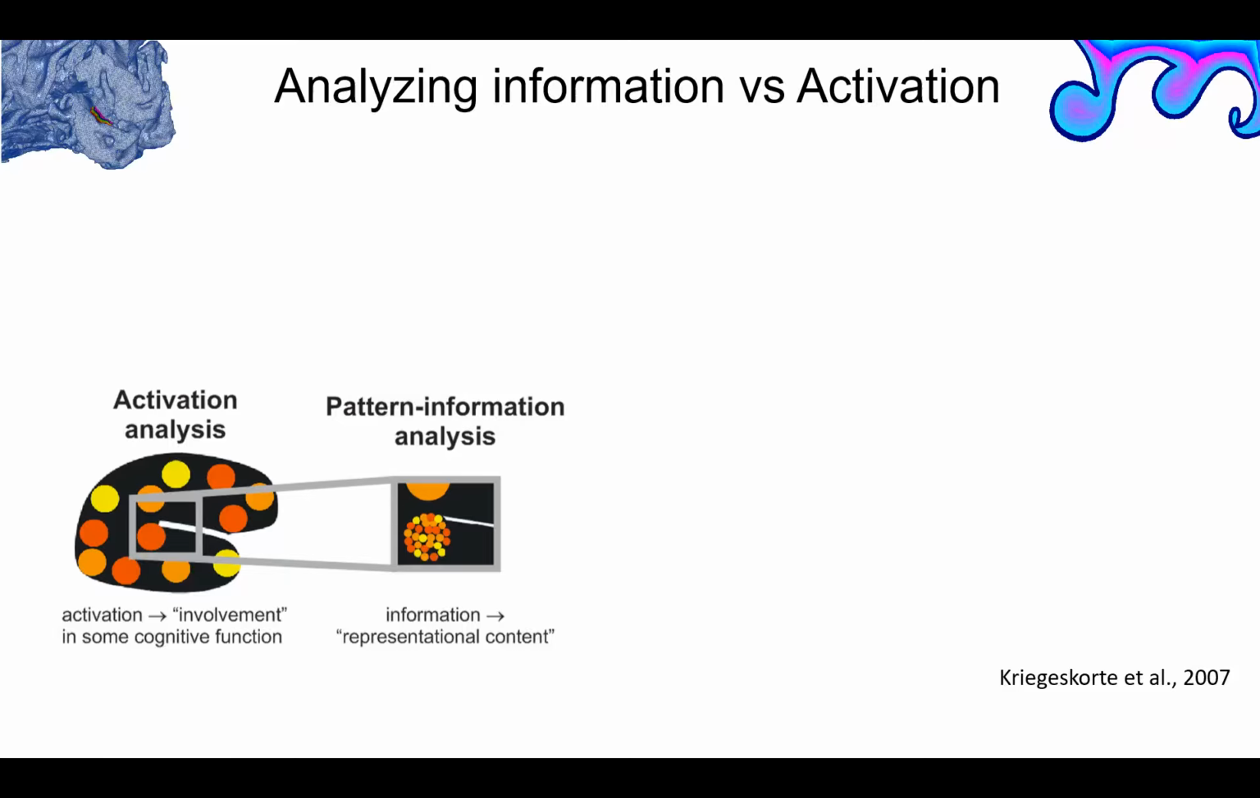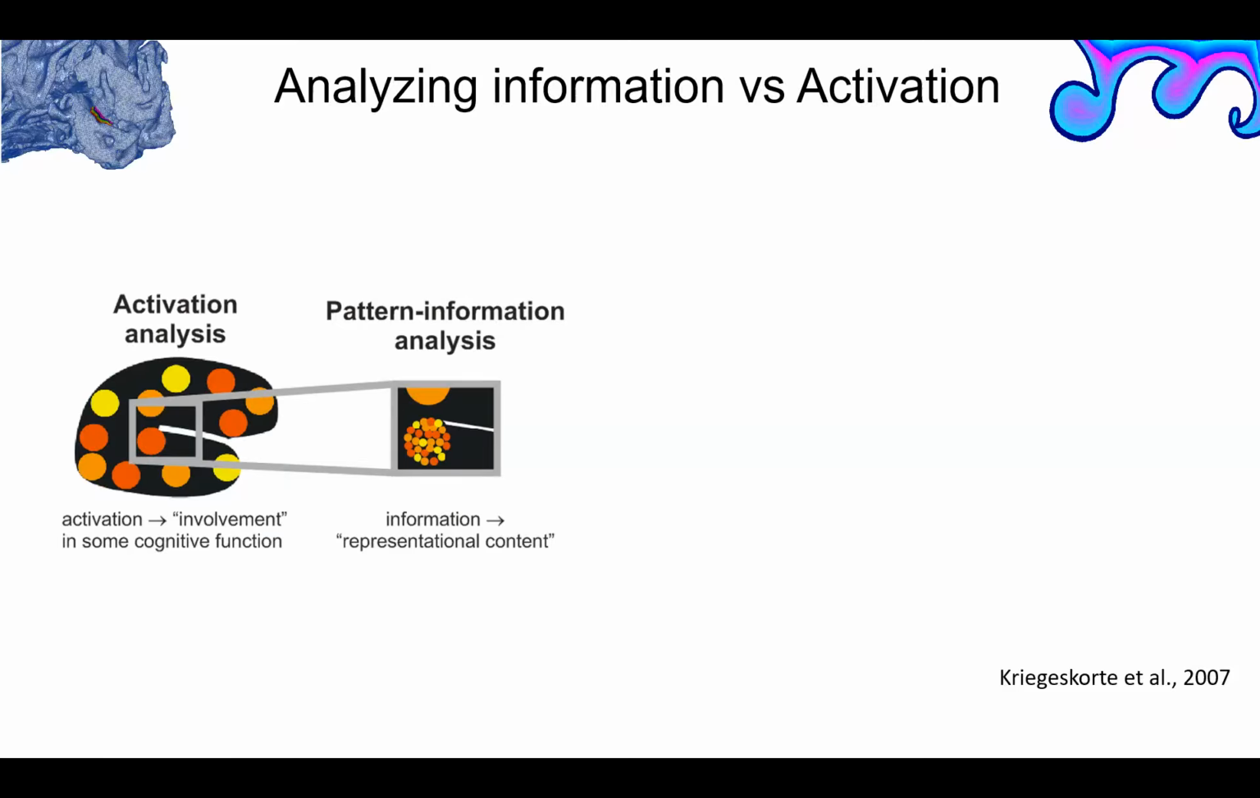From then, there's been a lot of interest in multivariate analyses. And there's this really nice paper that I like from Nikolaus Kriegeskorte 2007, where he talks about analyzing information versus analyzing activation in fMRI. When he talks about activation, he's talking about the univariate amplitude within a given ROI, let's say this red circle here. You average all the voxels together and look at the mean amplitude. And that's the activation analysis.